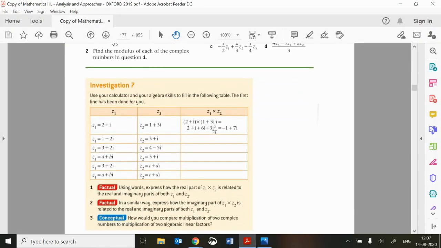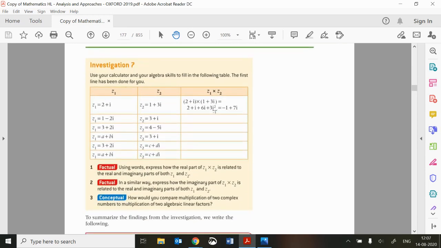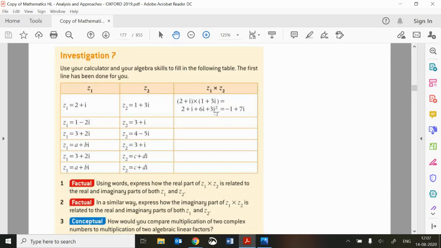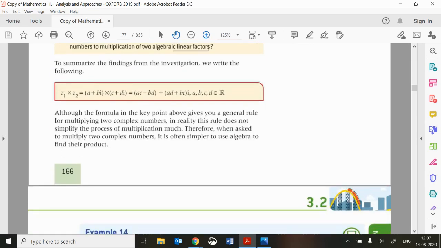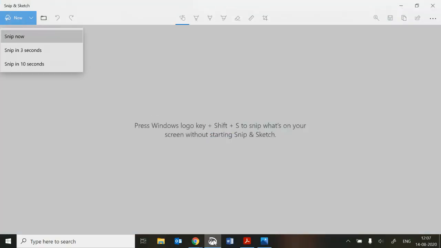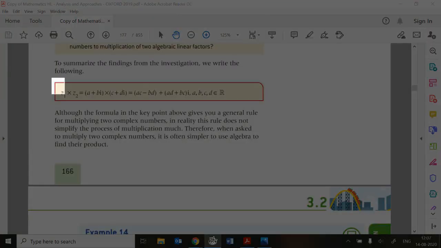There's a good little investigation here, investigation 7, and this one is worth doing. It says use your calculator and your algebra skills in order to fill out the following. So it's building you up with this Z1 times Z2. It's getting you to question, how is this done? And in fact, then we get this little box that's saying, here's multiplying together two complex numbers. So let's just take this.